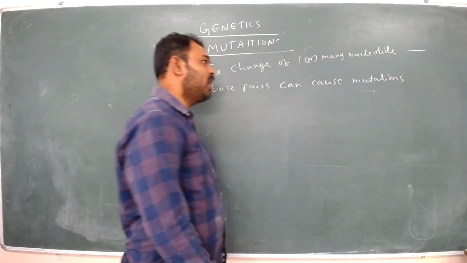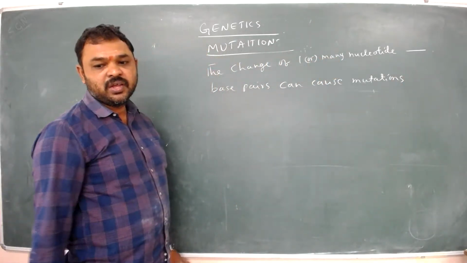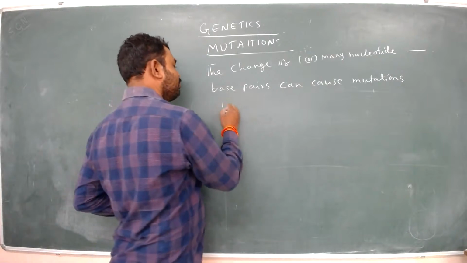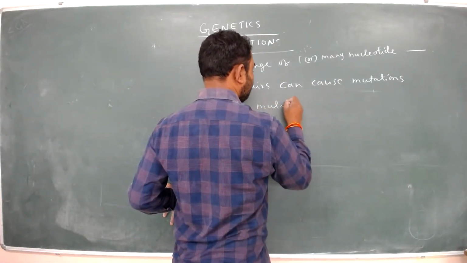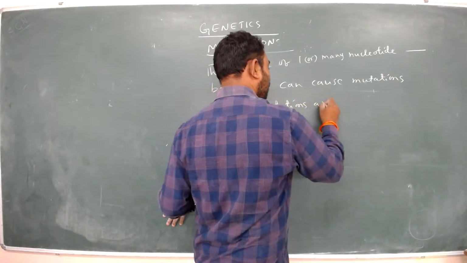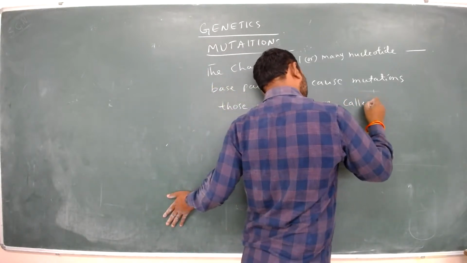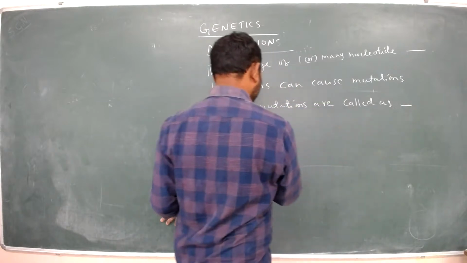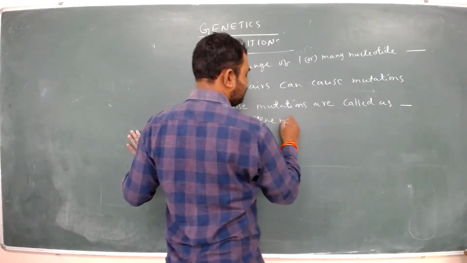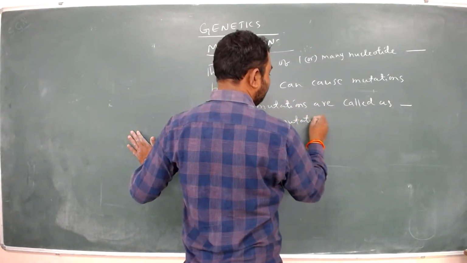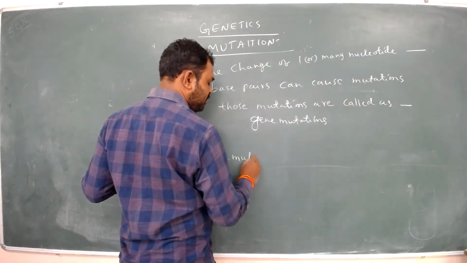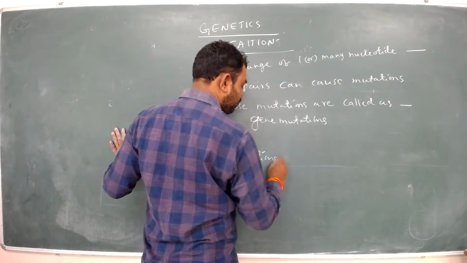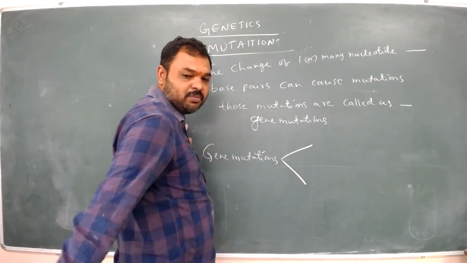Change of one or many nucleotide base pairs can cause mutations. Those mutations are called gene mutations. These gene mutations can be called by different names. They may be called point mutations or frameshift mutations.